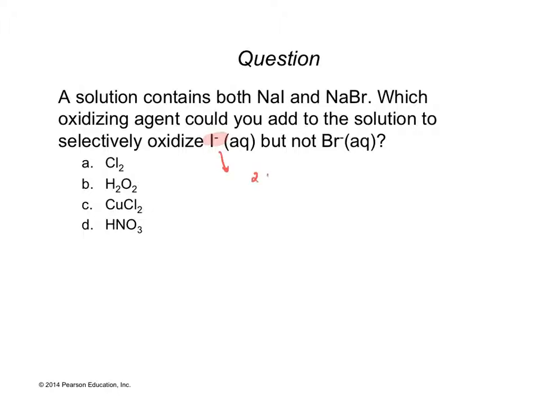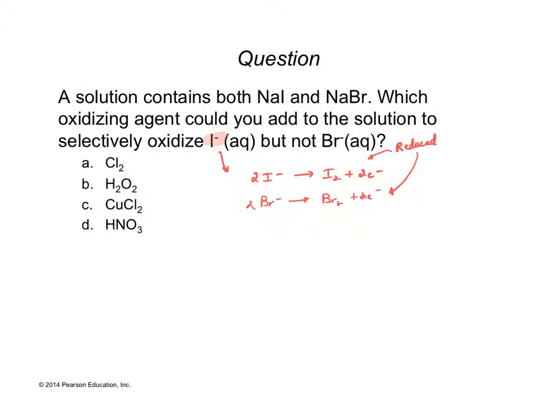This would be given by 2I minus going to I2 plus 2 electrons, versus the oxidation of Br minus. Same thing, oxidation of bromide leads to Br2 plus 2 electrons. So what they're looking for is something that would selectively oxidize this. If it's selectively oxidized, it would be reduced. So we're looking for something that would be reduced if it reacted with iodide, but would not if it reacted with bromide.